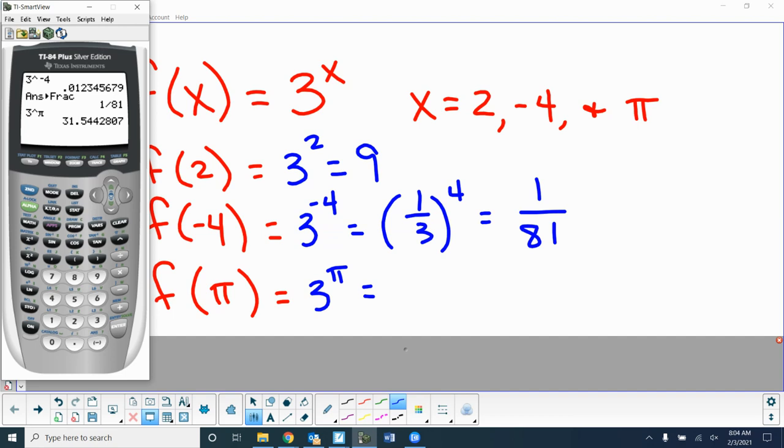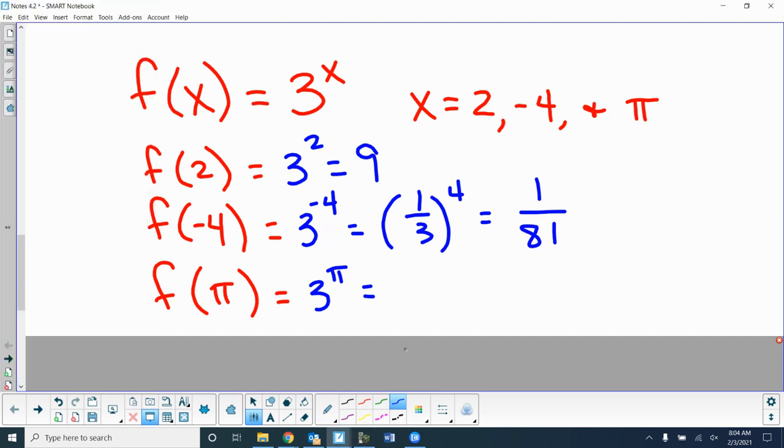It's 31.54. Or, I don't know if it'll change it to a fraction or not. Let's try it. Math, sometimes they don't. Yeah, so this one didn't, because that pi, remember, is an irrational number. So we could round it to 31.5. That's all you're doing there, substituting whatever they give you for x into the exponent, okay?